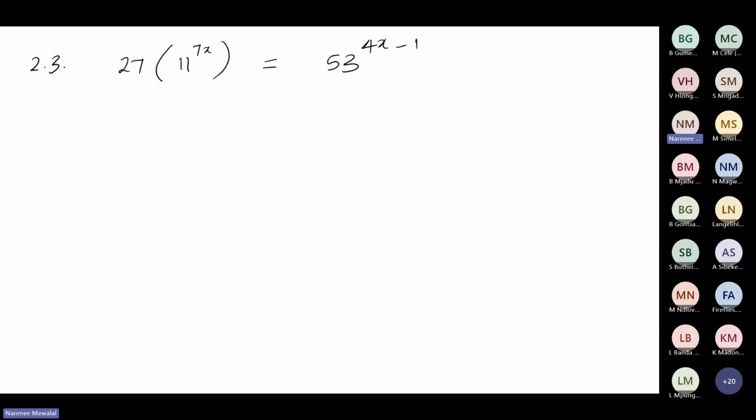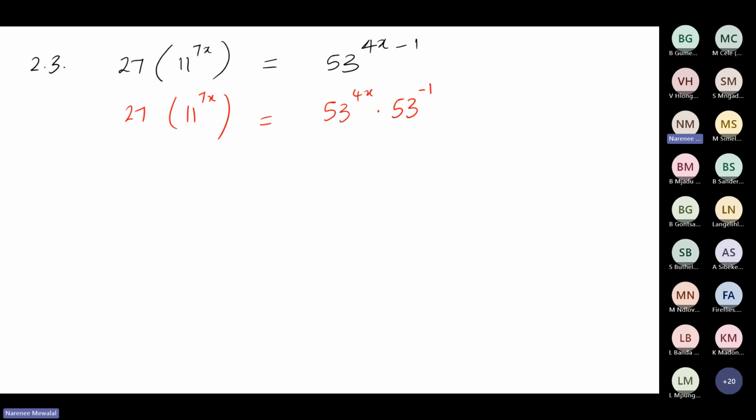Okay, question 2.3 said 27 times 11 to the power 7x is equal to 53 to the power 4x minus 1. So in this case, once again, I'm going to break this up. We've got 27 into 11 to the 7x is equal to, and this we can break up as 53 to the 4x times 53 to the power minus 1.